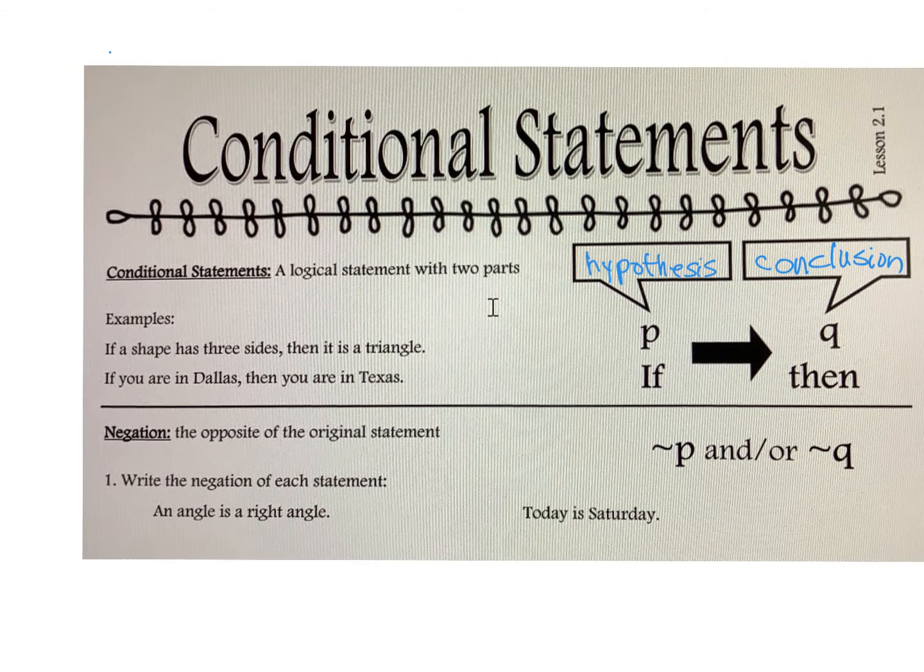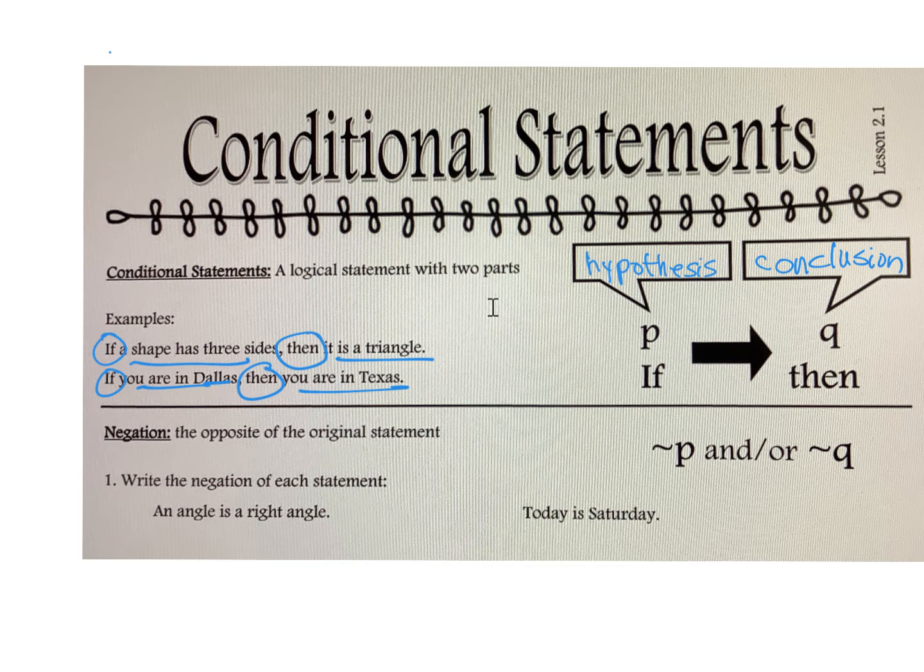So if I'm looking at it right here, an example is a conditional statement is a logical statement with two parts, a hypothesis and a conclusion. If the shape has three sides, then it is a triangle. So here's our if and then our then statement. If this, then that. So if you look at the next one, if you're in Dallas, then you're in Texas. So we have an if-then statement.